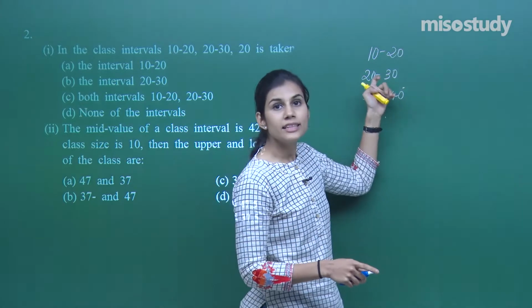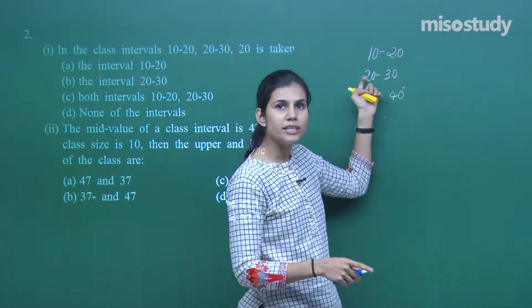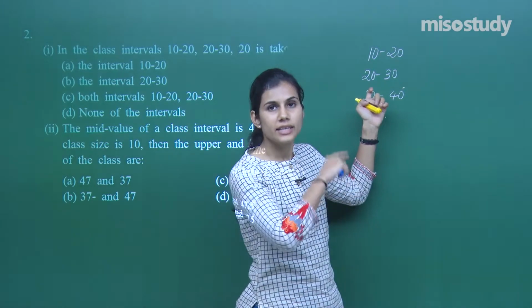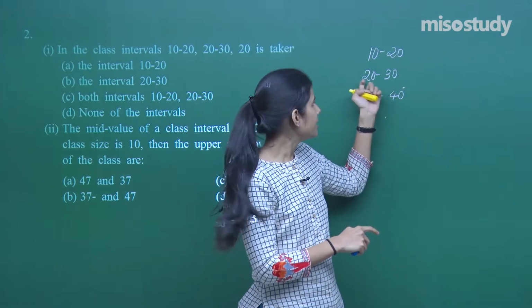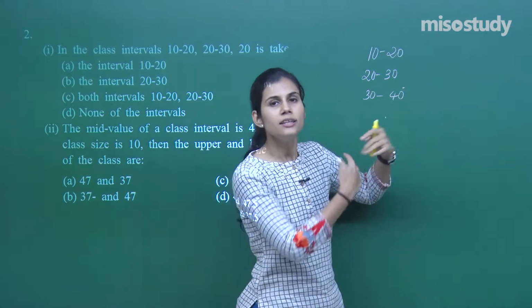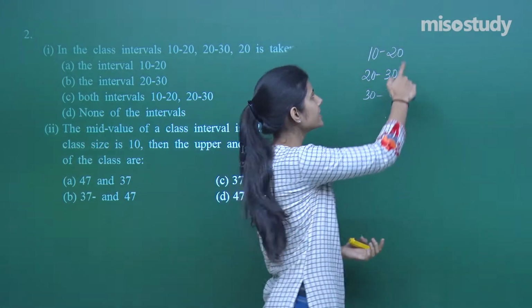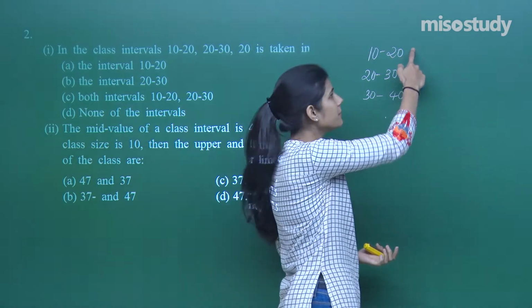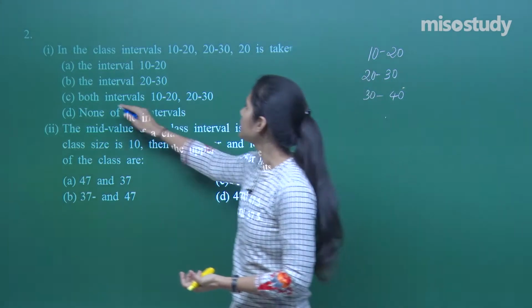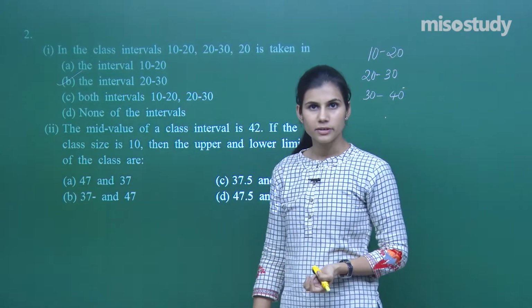20 is actually in the class interval 20 to 30, because it is sitting as the lower limit, and the lower limit of a class interval gets included in that class interval. In the class interval 20 to 30 are values from 20 to 29, 30 is excluded. So 20 is excluded in the 10 to 20 class interval, but 20 is included in the 20 to 30 class interval. So 20 is actually sitting in the 20 to 30 class interval.